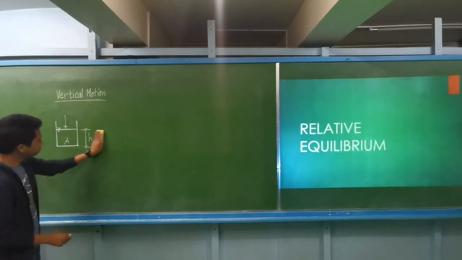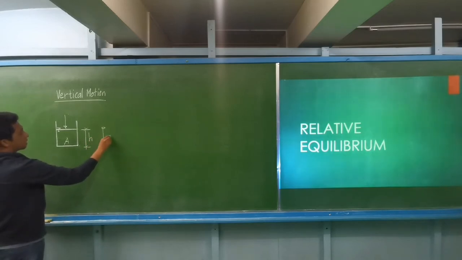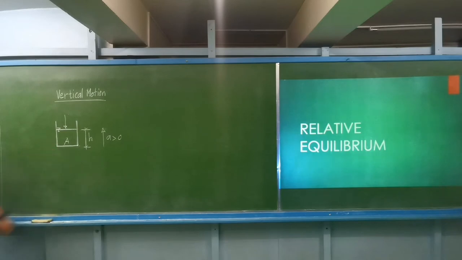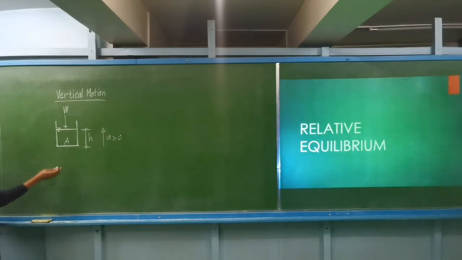So let us assume that this container is now accelerating upward. Okay, so let us consider the liquid in this container. If this is accelerating upward, before that, this liquid has its own weight. We need a force to accelerate this container upward. We need something to pull or push. So the force needed to push or pull this container to move vertically. So let's say this is the force F.